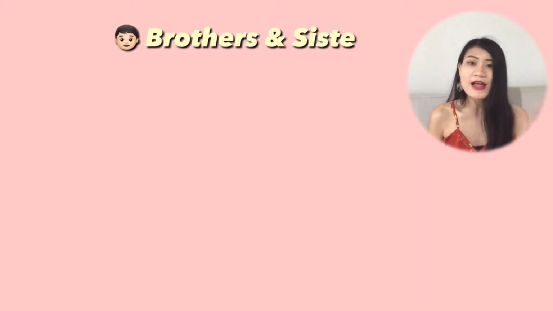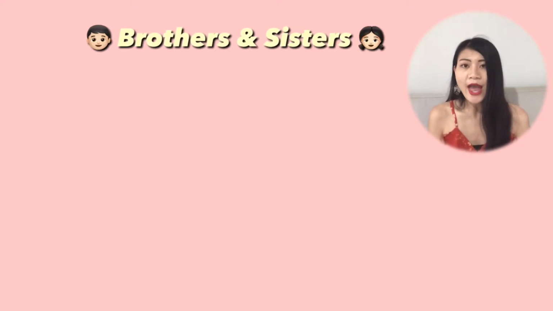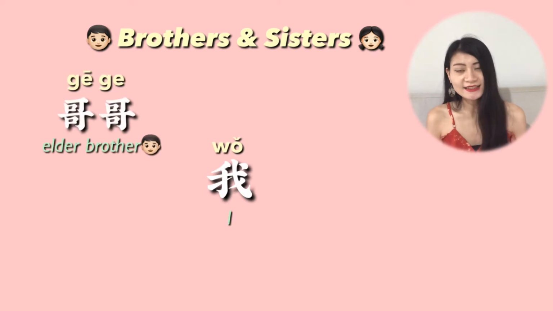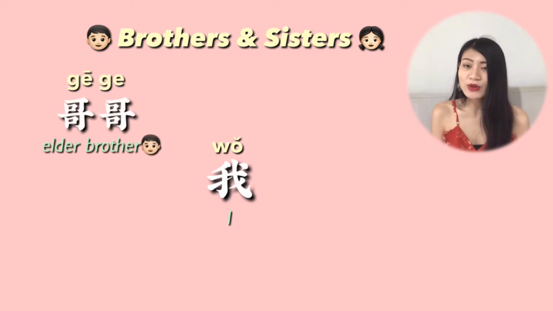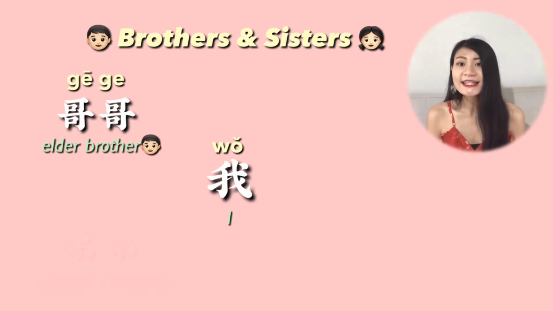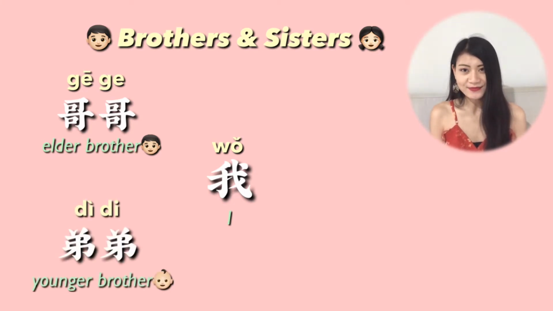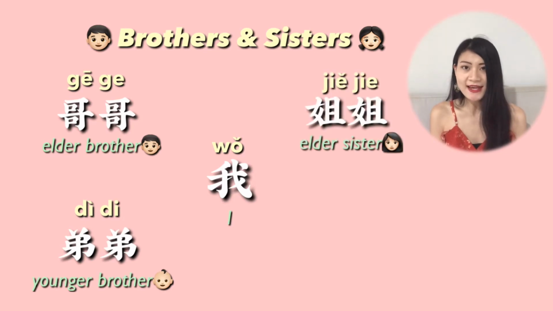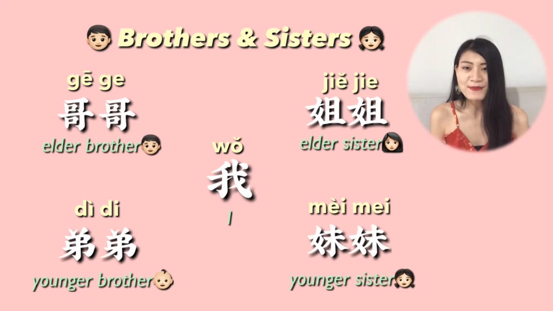First, how to call our siblings. We will not call them as brother and sister only. We will call our elder brother 哥哥, and we will call our younger brother 弟弟. And our elder sister, we will call her 姐姐. Younger sister is 妹妹.